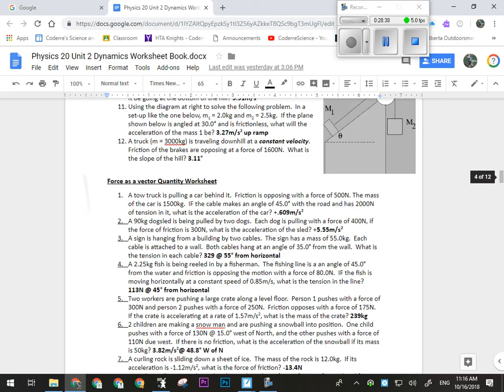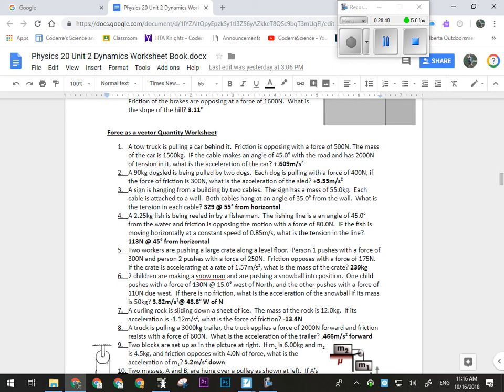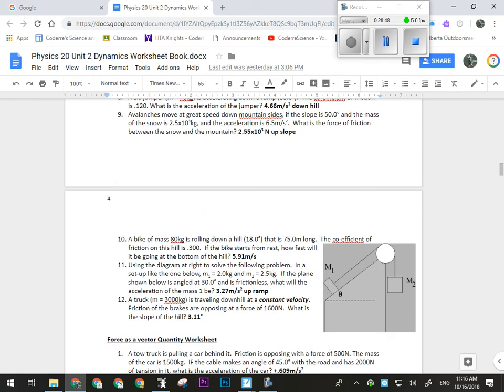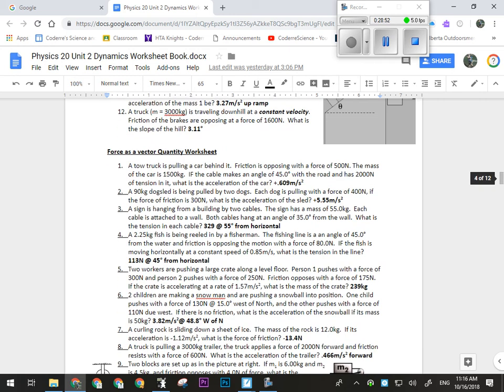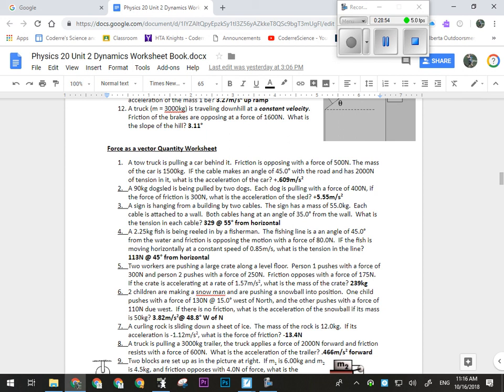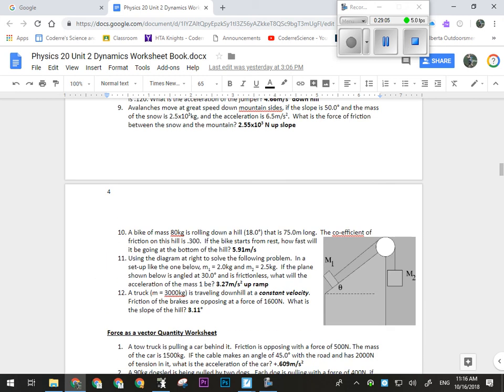And then there's a forces of vector quantity worksheet. That one's going to involve you probably using a little bit more trig than the other worksheet had you doing. So what I would say is for right now, go back and forth between the inclined planes worksheet and the forces of vector quantity worksheet. Do question 1 from one of them, then question 1 from the other, and go back and forth. So you're not doing a whole bunch of inclined plane questions in a row. Otherwise it gets kind of monotonous. It gets monotonous anyway, but okay.